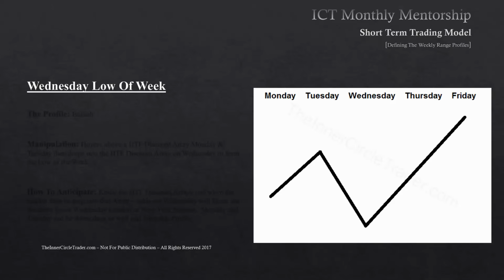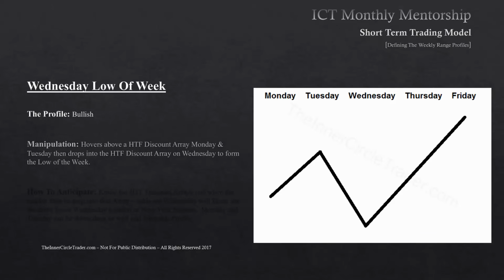Okay, the next one is the Wednesday low of week. This is when you're generally bullish on the marketplace already. And the manipulation you're looking for is when price is hovering above a higher time frame discount array Monday and Tuesday, then drops into the higher time frame discount array on Wednesday to form the low of the week.